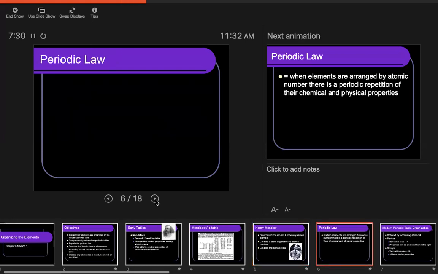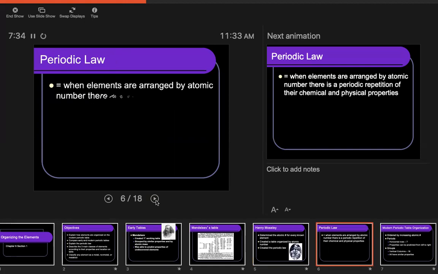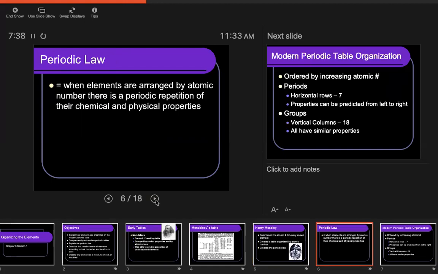Okay. The periodic law is defined as when we arrange our elements by increasing atomic number, there is a periodic repetition of their chemical and physical properties. That's why we call it the periodic table. It has properties that we can predict as they move around the table. Like I can determine where the metals are and where the non-metals are, and if it's going to be highly reactive or not reactive. All of these things can be predicted based on where they're located.